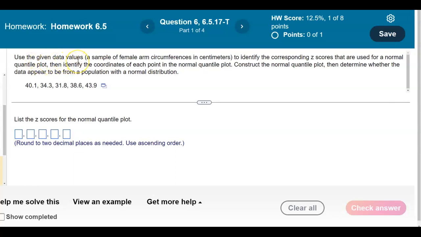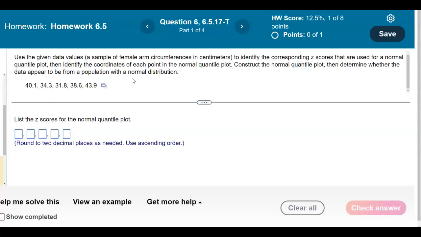Use the given data values, a sample of female arm circumferences in centimeters, to identify the corresponding z-scores that are used for a normal quantile plot. Then identify the coordinates of each point in the normal quantile plot. Construct the normal quantile plot and then determine whether the data appear to be from a population with a normal distribution.